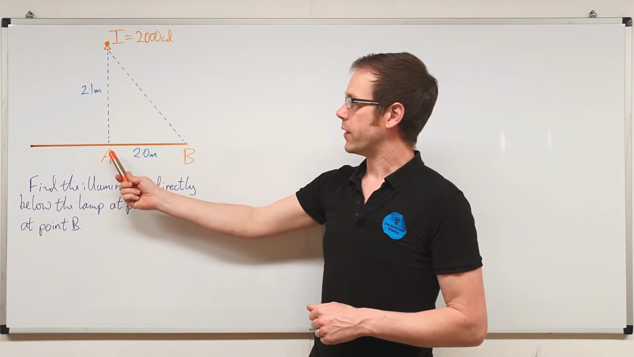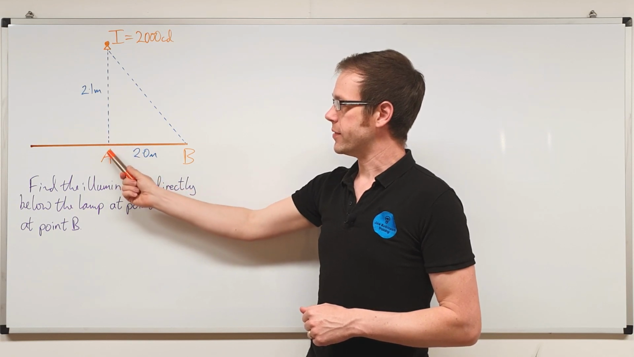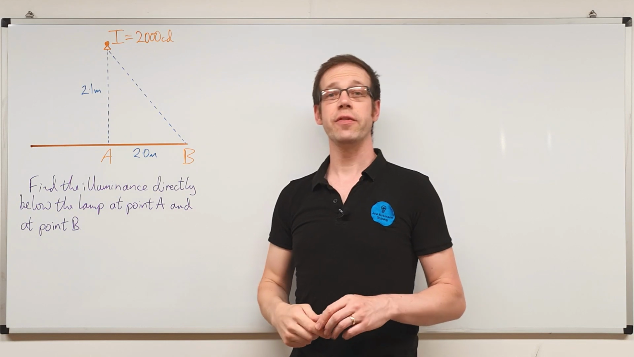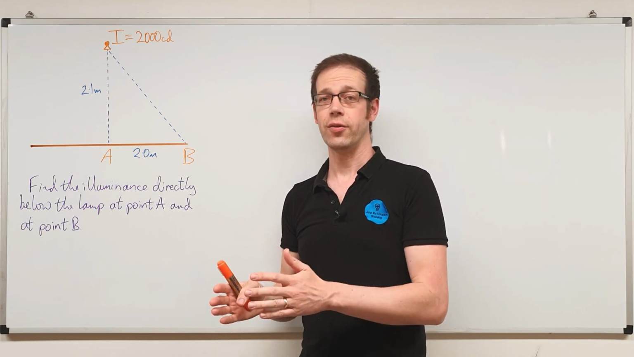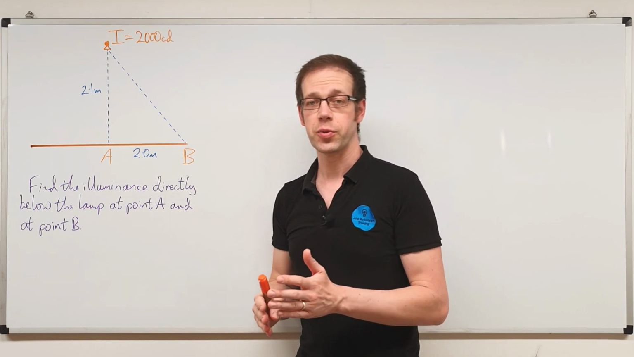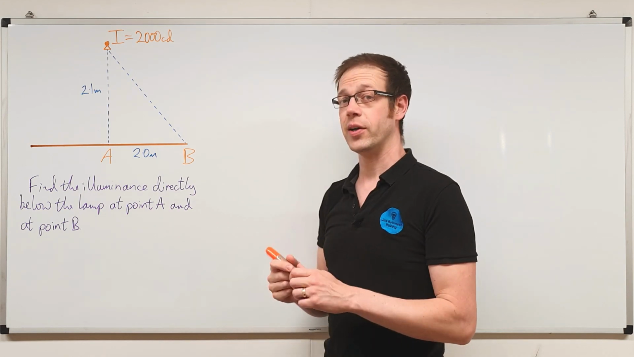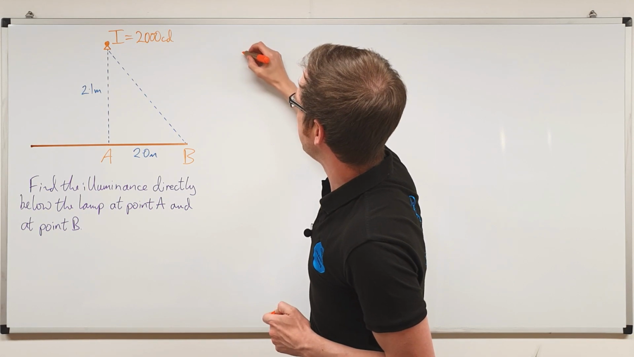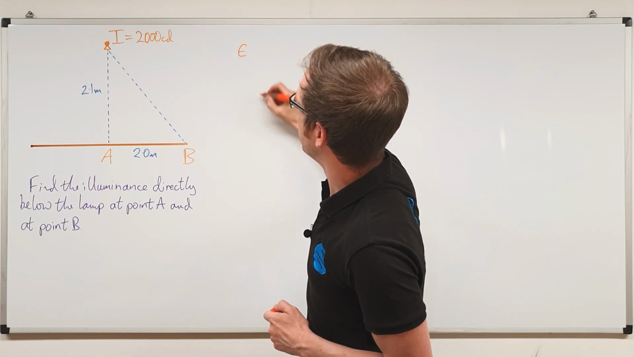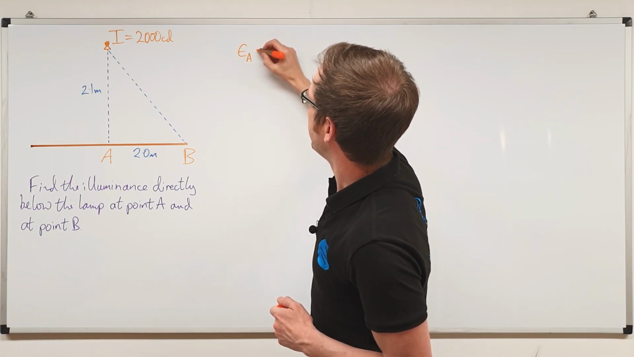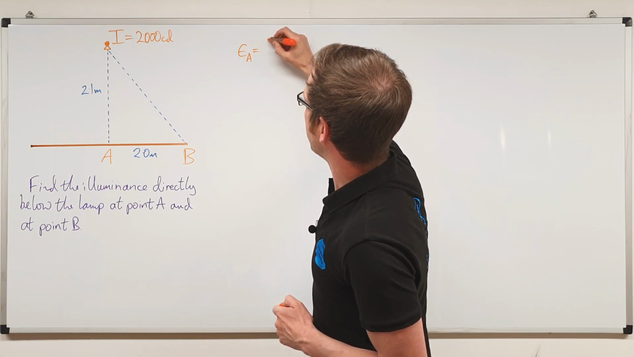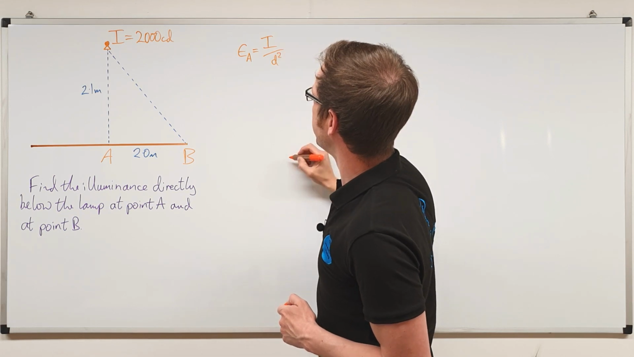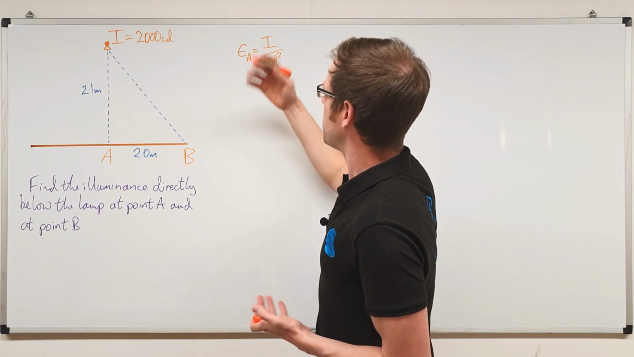We can easily figure out what the level of illumination is directly below the lamp at point A here. That's nice and easy. We just have to use the inverse square law. And of course, we've looked at the inverse square law in previous videos. So hopefully by this stage, if you've been following the videos carefully, you'll know that if we want to find the illuminance at point A, then we're going to use this calculation, I divided by D squared. So it's just a matter of putting the numbers in.